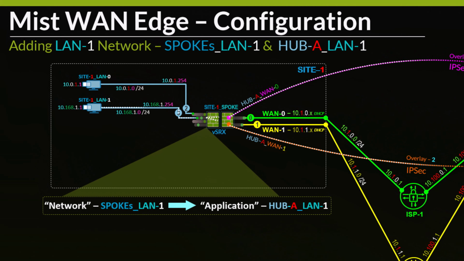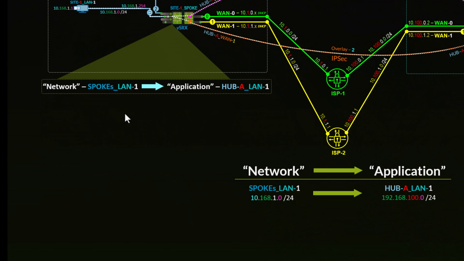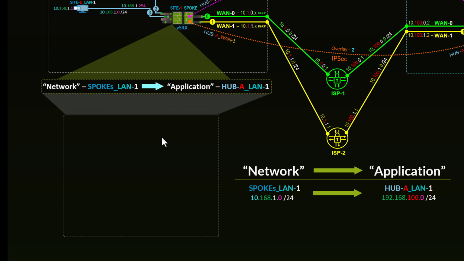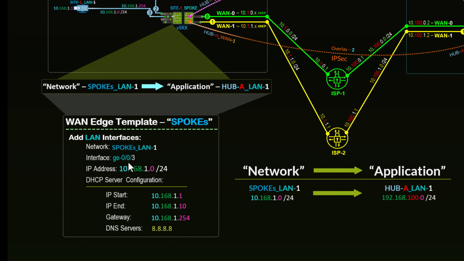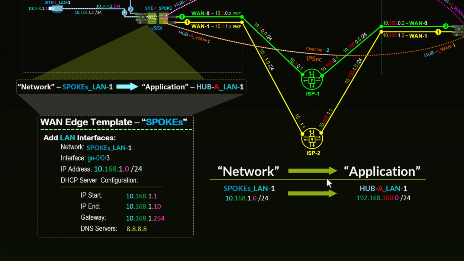So if we take a look then on the VSRX on the spoke side, it's going to be going to hub A LAN 1, and we're going to add G003, which is the next free interface we have. We're going to apply this network, and we're going to give it a DHCP server as well. Just as an example, 10 hosts here, 254 is going to be the interface here.